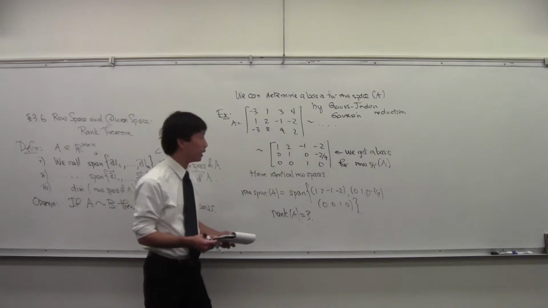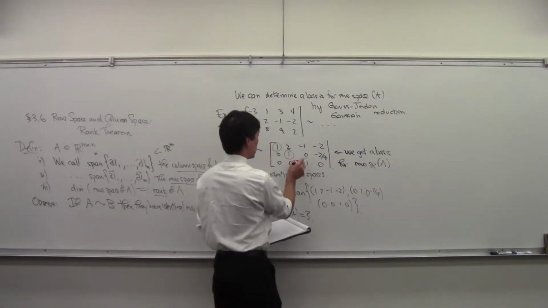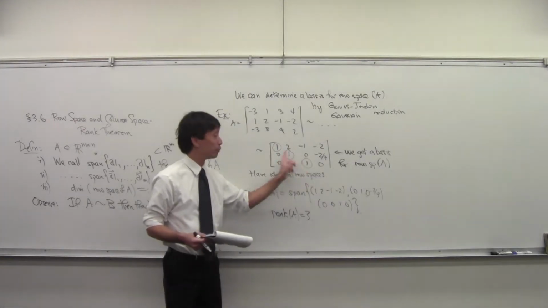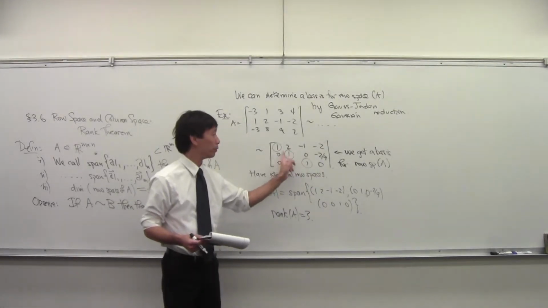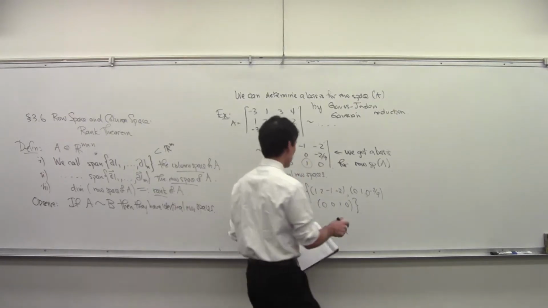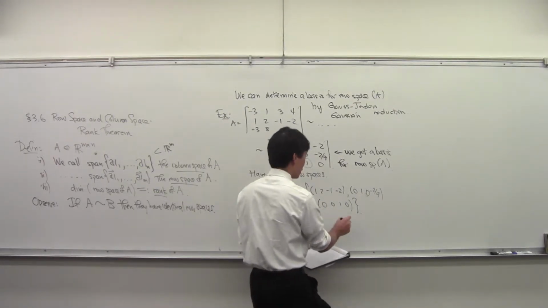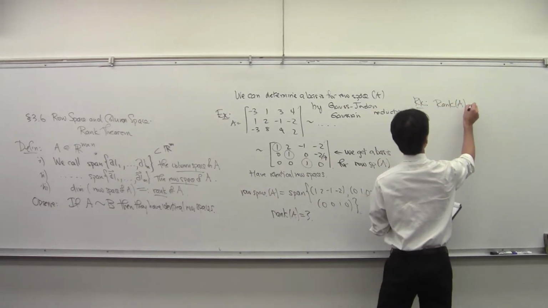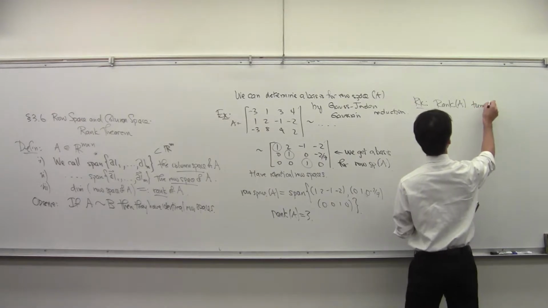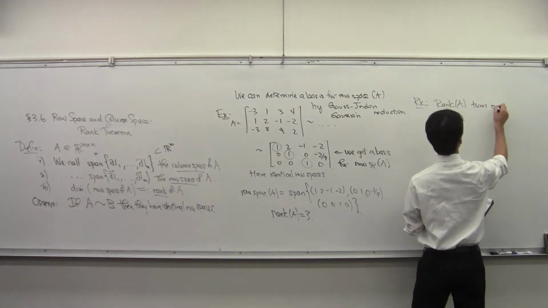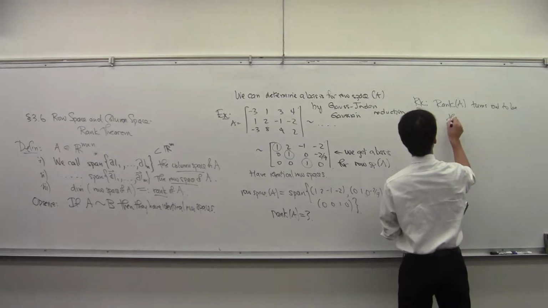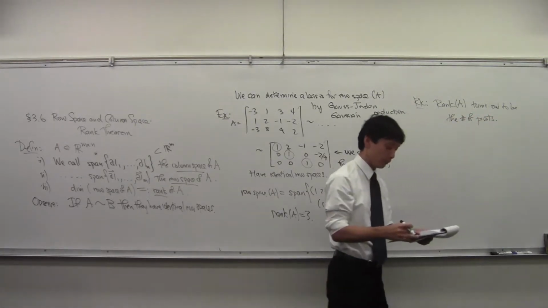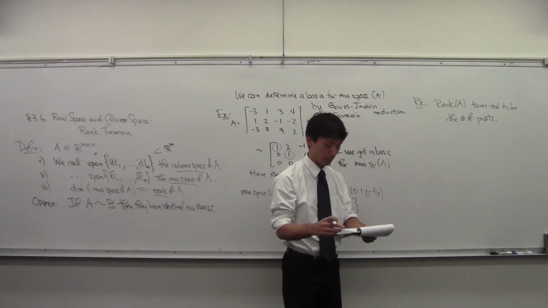And what you see is that the dimension of the row space is the same thing as the number of pivots in the reduced form. Okay. So the rank turns out to be the same thing. So notice that the rank of A turns out to be the number of pivots, right? The number of pivots in the row echelon form.